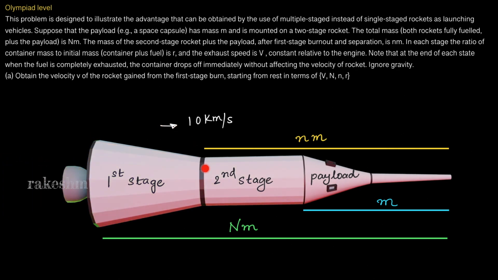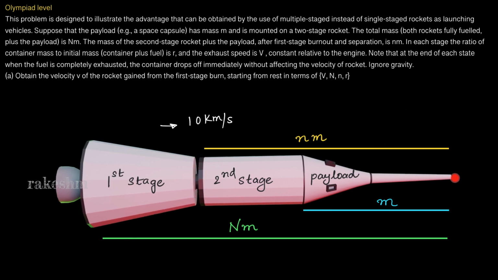Now the fuel in the first stage is over and the velocity of this rocket is 10 kilometers per second. I'm just taking a random value here. Now after this first stage detaches and drops off, still the speed of the remaining rocket is 10 kilometers per second. So the dropping of this stage does not affect the velocity of the rocket.